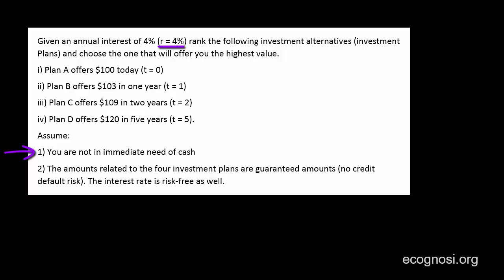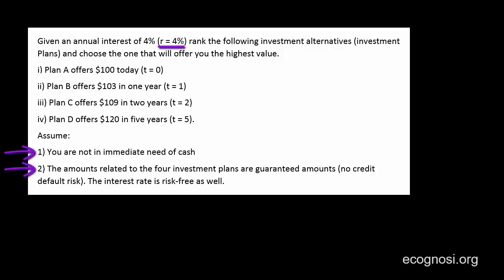we impose that assumption. As regards the second assumption, the no credit default risk one, or any other sort of risk for that matter, the reason I imposed it is because if I hadn't done that, our analysis would have been much more complicated, as we'd also need to account for the fact that these 4 plans have varying degrees of risk, and we've yet to learn how to do that. So to sum up, what we're basically saying in this problem is that except for the fact that the amounts related to the 4 investment plans are in different points in time, everything else is equal.